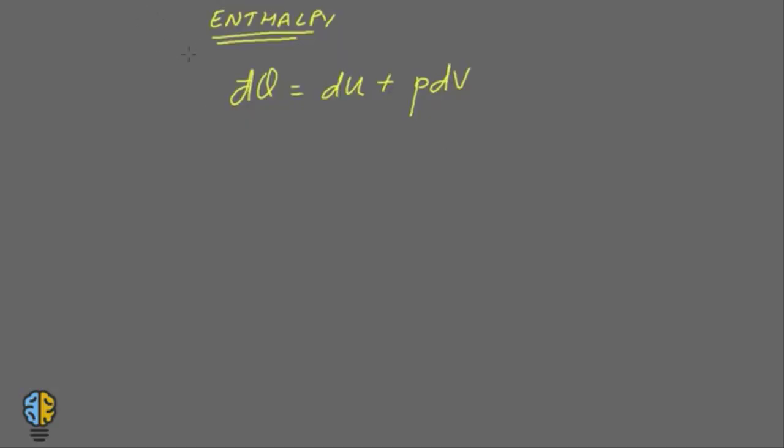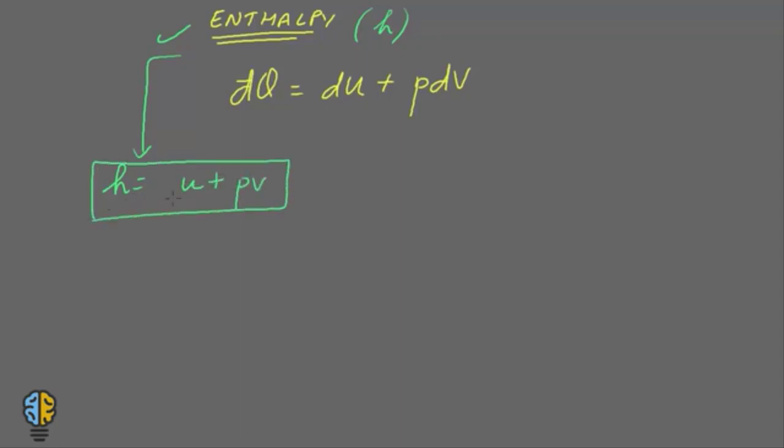Now in this video, let's talk about enthalpy. Enthalpy of a substance is denoted by H, and mathematically enthalpy is written as H is equal to U plus P into V.